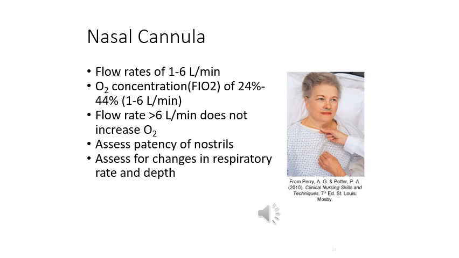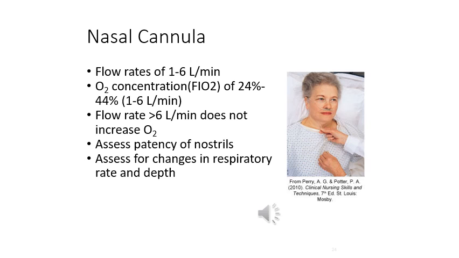Okay, so nasal cannula. Nasal cannula has a flow rate of 1 to 6 liters per minute. If you're going to go higher than that, then you need to go to something else, but 1 to 6 liters per minute. The O2 concentration, or FiO2, for 1 to 6 is 24 to 44%.